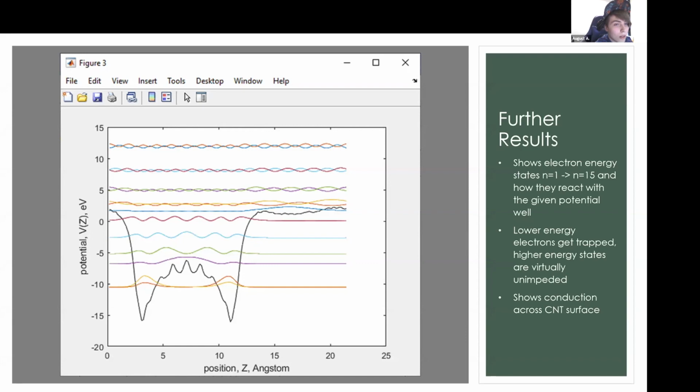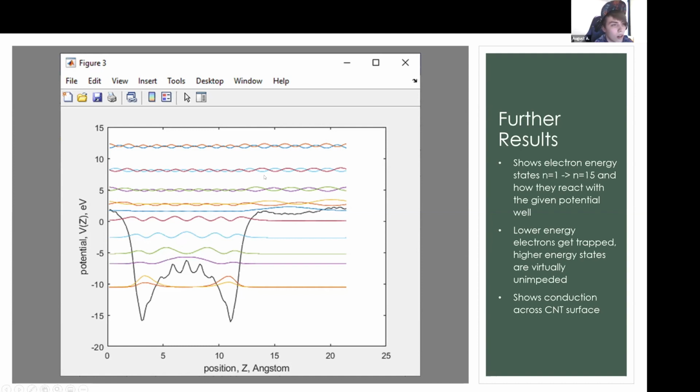So for further results, this is just showing the electron energy states. So we have the ground state, second state, and on and on to n equals 15. And this is basically showing how different energy states react to this particular potential. With ground energy states, they're obviously stuck inside of that potential well where the potential is minimized. Whereas as you get further up, once you hit n equal to 7, you end up with the electron actually going towards the higher part of the potential well because it's unimpeded by the well itself.